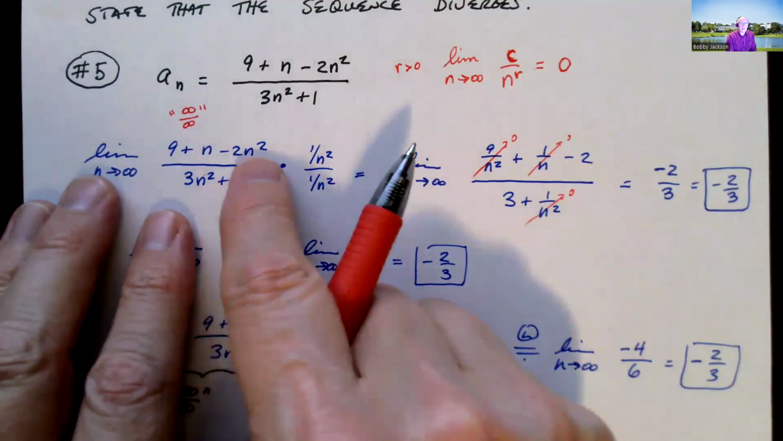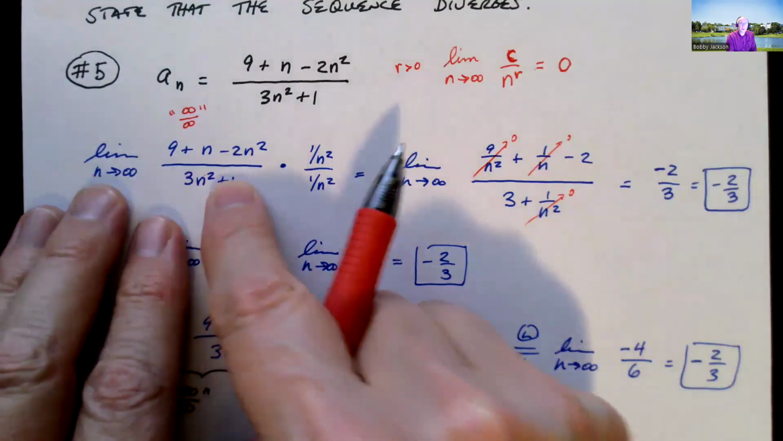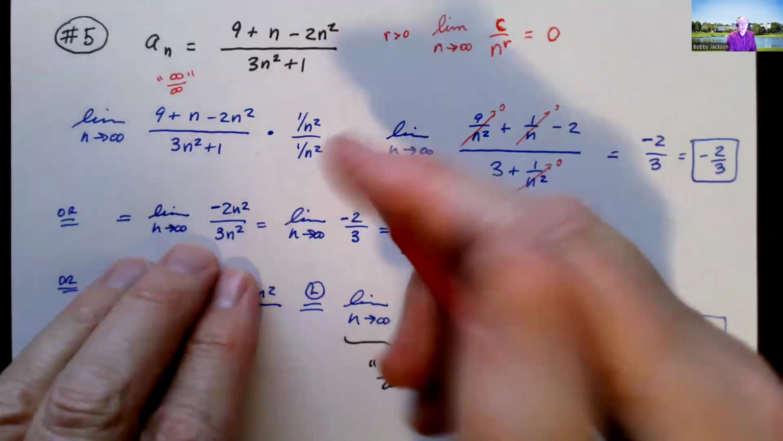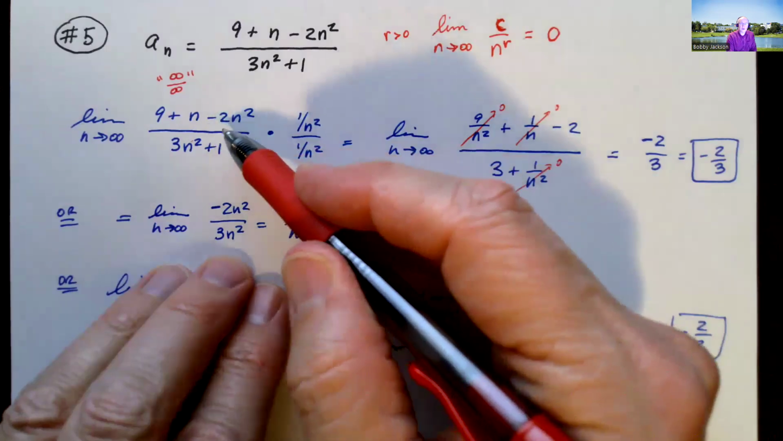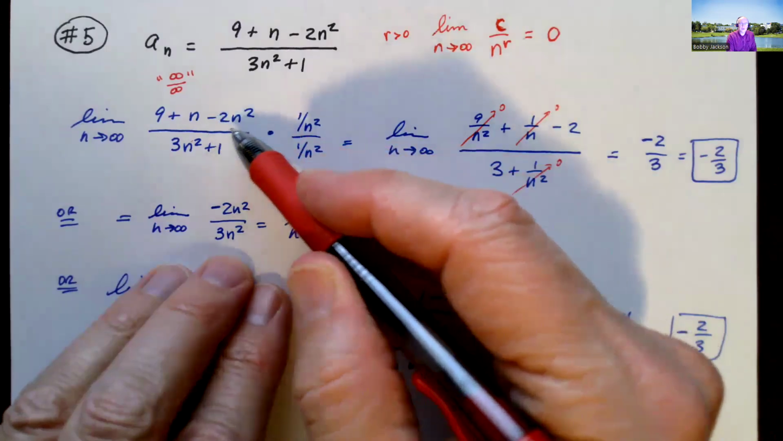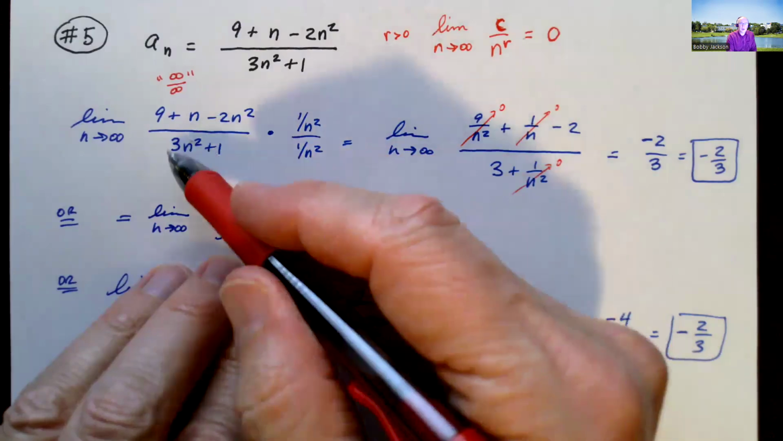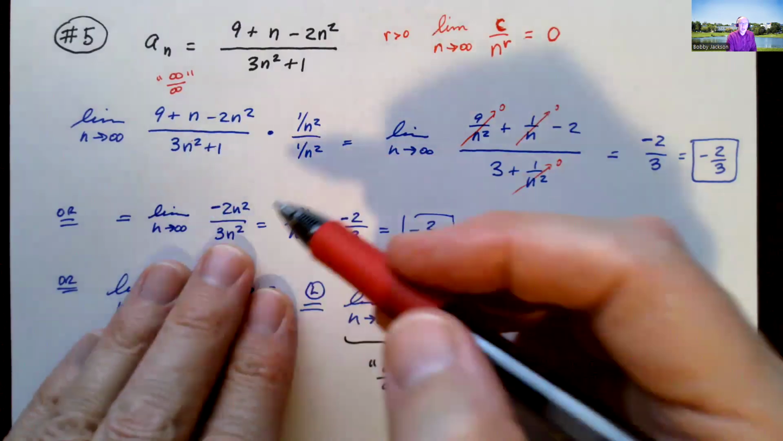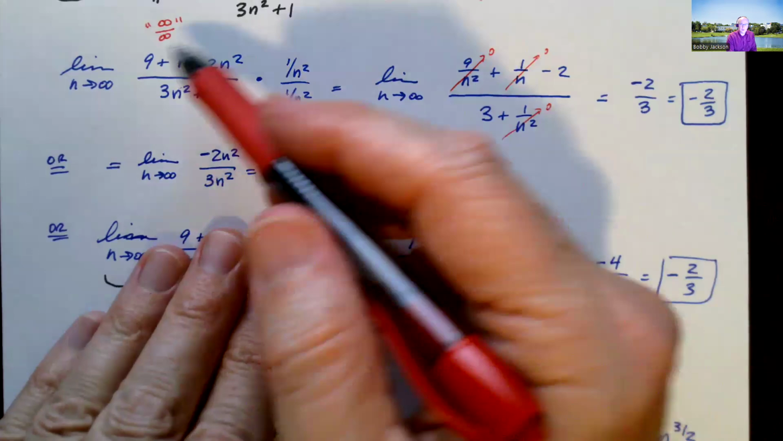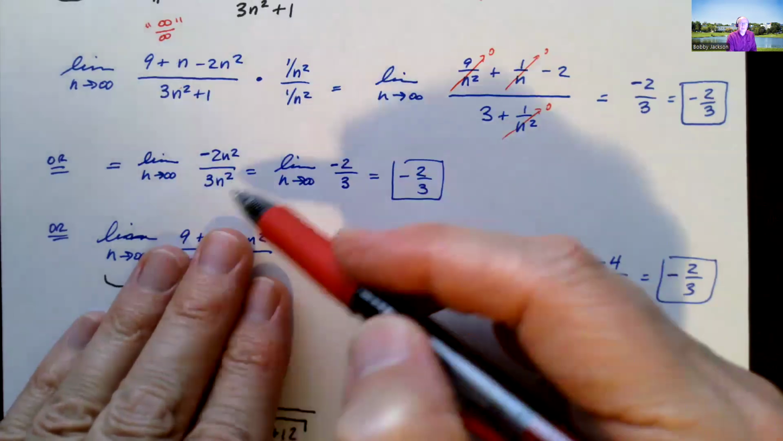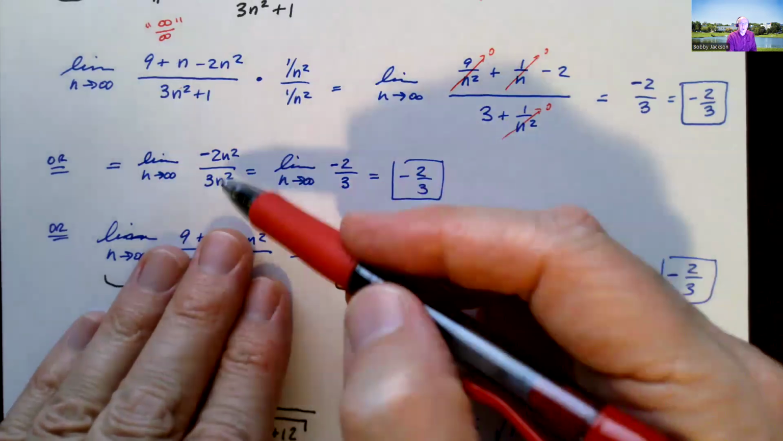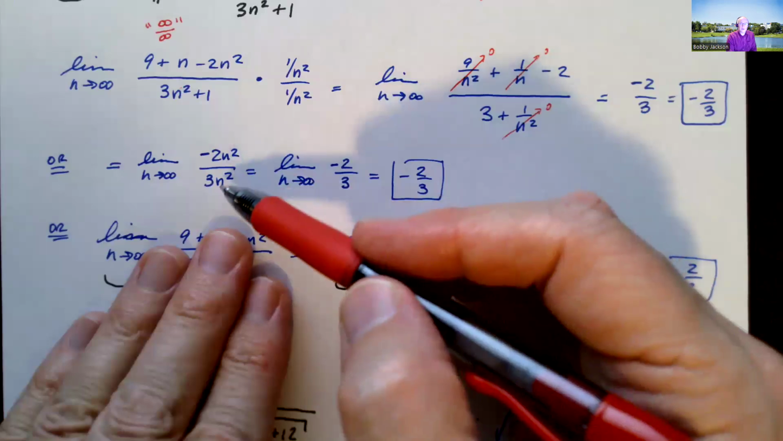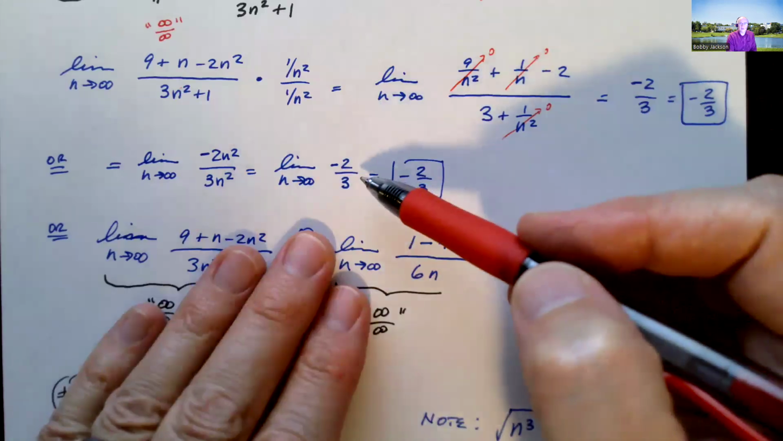And in fact, the limit of this rational expression is equal to the limit of the ratio of its leading terms, or highest degree terms. So up top, that's negative 2n squared, and in the bottom, it's 3n squared. And now the limit of this function will be the same as the limit of this ratio. And I can simplify, notice, very easily down to negative 2/3.